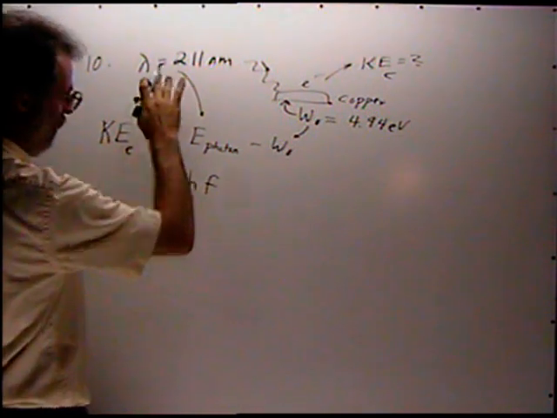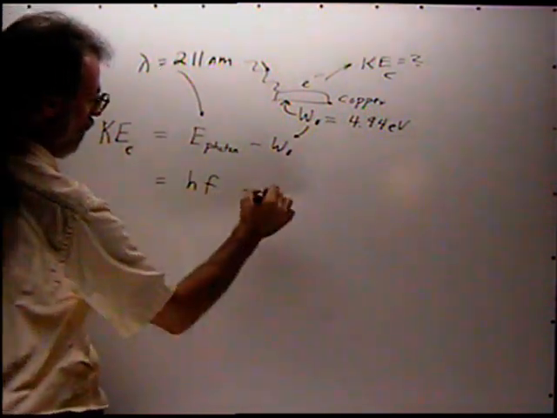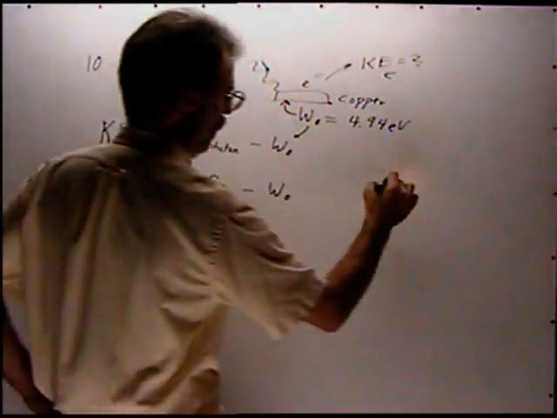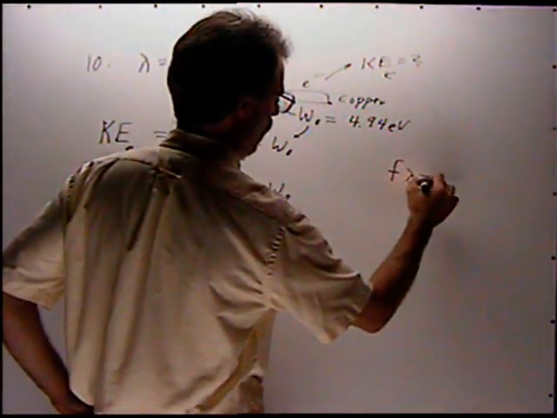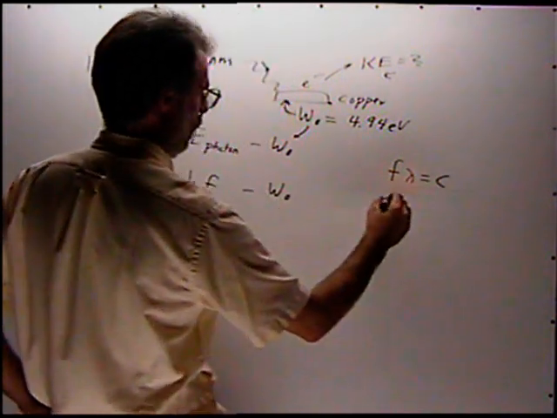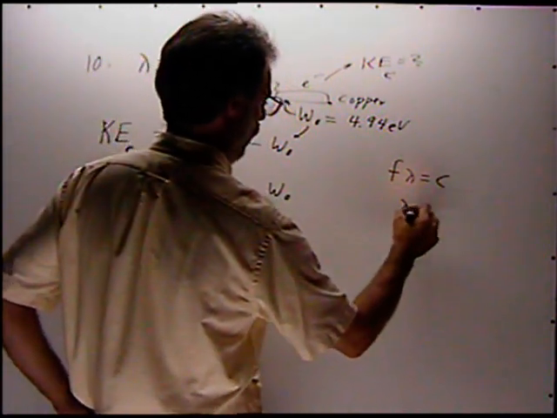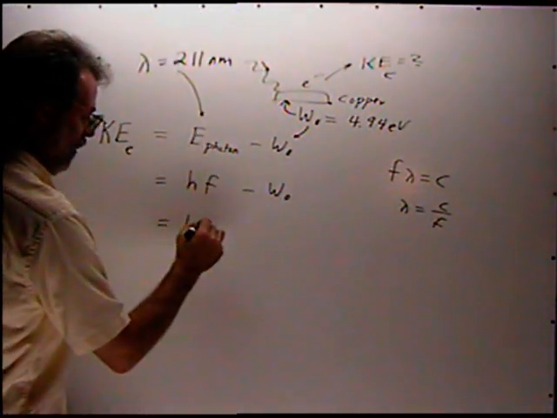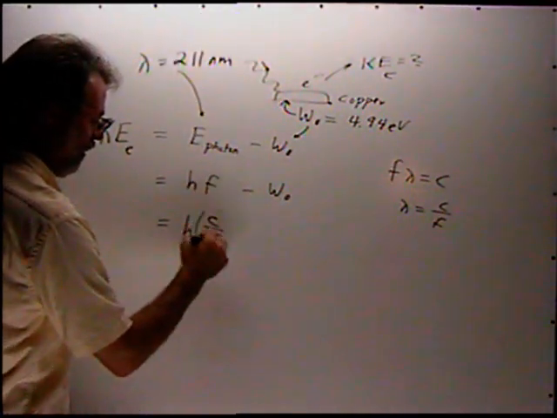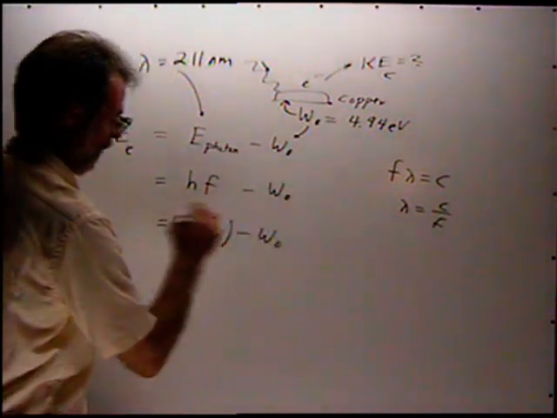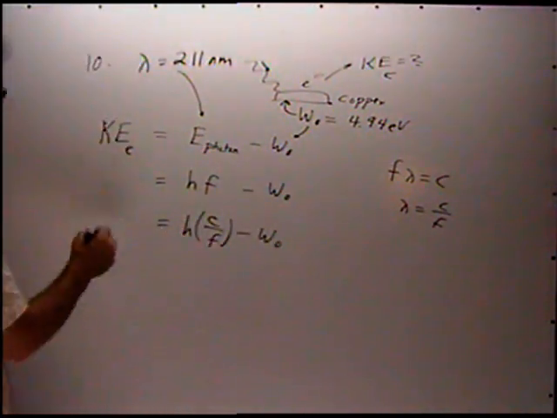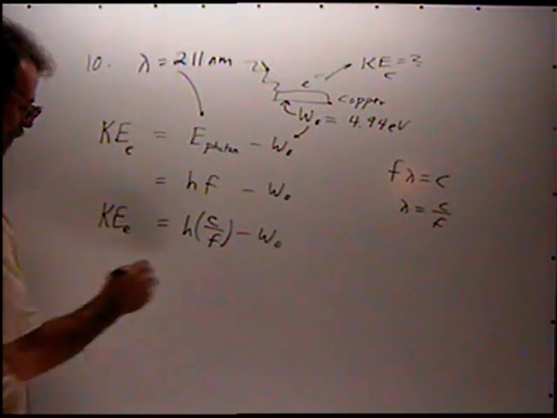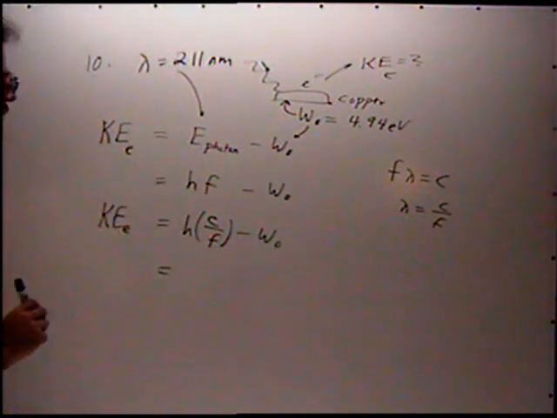Now we have the wavelength though, so remember, frequency times wavelength equals c. So wavelength equals c divided by frequency. So I'm going to substitute here h c divided by frequency minus the work function equals the kinetic energy of the electron. So I'm going to plug into here.